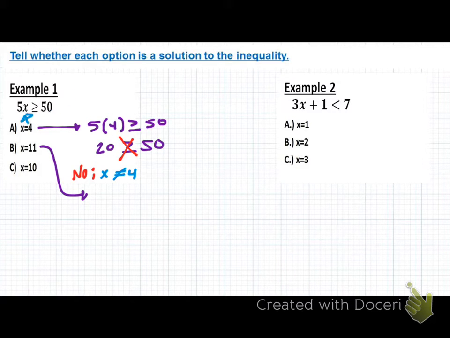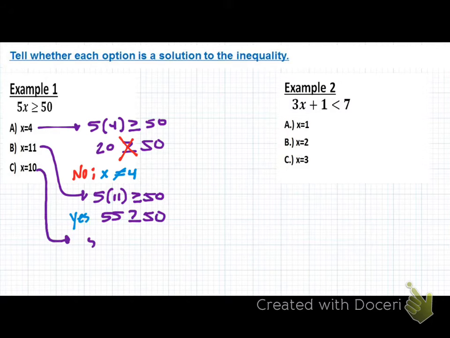You see how there's an x here? So this time we're going to pick a different number. It says, let's try 11. Is this a solution? So again, you're watching still. We have 5 times 11 is greater than or equal to 50. Then we multiply: 5 times 11 is 55. And then we bring down the rest of the problem and we ask ourselves, is 55 greater than or equal to 50? Yes or no? And we say, yeah, it is. So then we would say, yes, this is a solution.